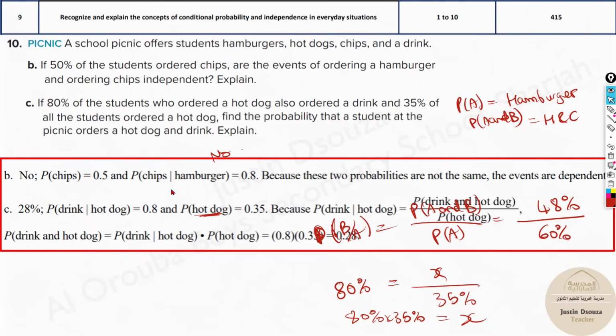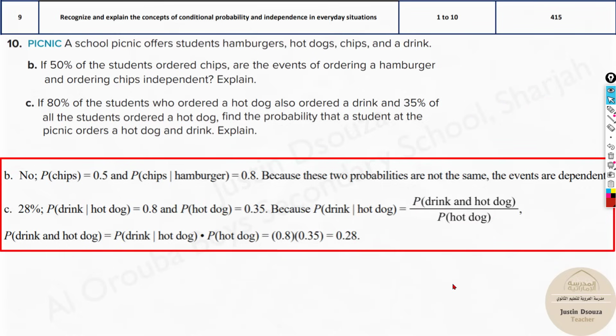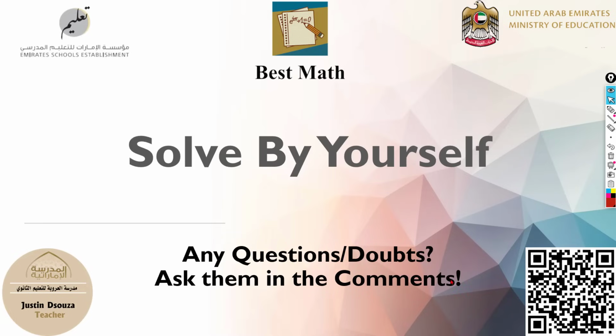The question B is no. And this is over here 0.8 times 0.35. 0.8 is 80%, multiplied by 35. So these are the answers. That's the end of this topic.